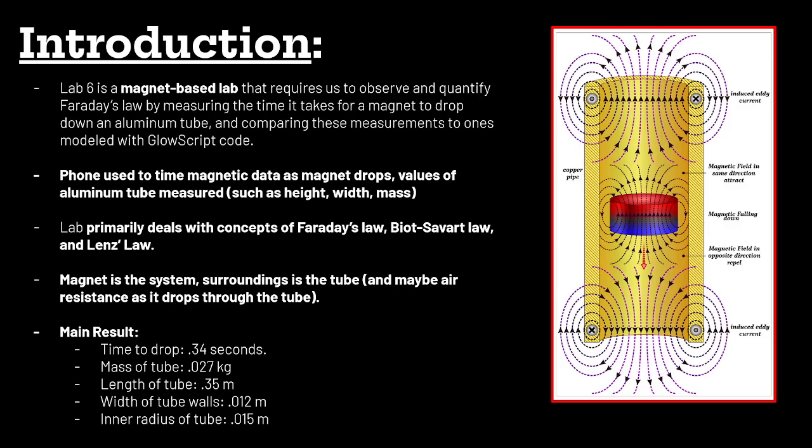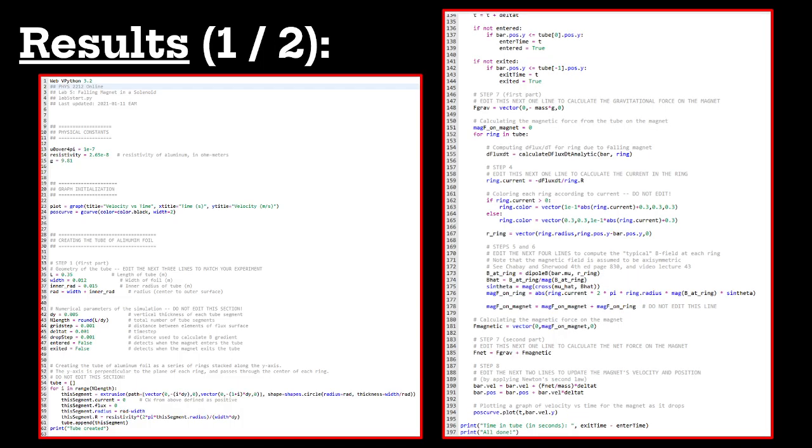This lab primarily deals with concepts of Faraday's law, the Biot-Savart law, and Lenz's law. The magnet is the system and the surroundings is the tube, and maybe air resistance as it drops through the tube. The main results, besides the GlowScript code model, were the time to drop was about 0.34 seconds, the mass of the tube was 0.027 kilograms, the length of the tube was 0.35 meters, the width of the tube walls was 0.012 meters, and the inner radius of the tube was 0.015 meters.